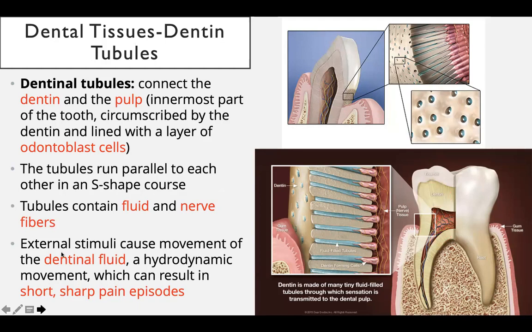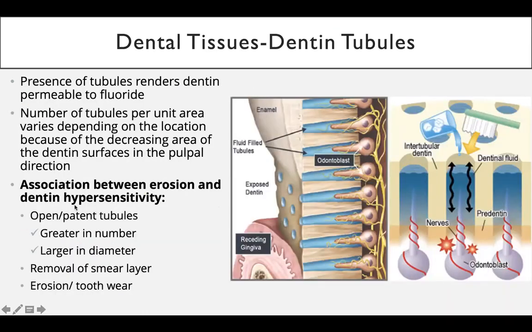Two minutes remaining. Okay, so association between erosion and dentin hypersensitivity. Open patent tubules greater in number and larger in diameter. It means dentin hypersensitivity or oversensitivity will be there when they are open or patent tubules. The tubules are open, more in number and large in diameter. If this dentin tubule is wider, it will cause oversensitivity of dentin, causing a short and sharp pain. And it also depends on the number of these tubules, right?